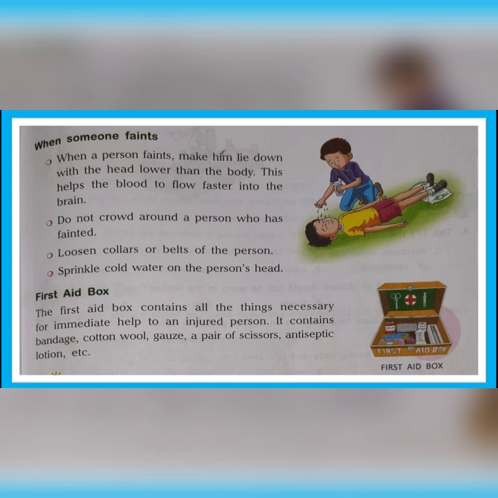Next, let us know about the first aid box. What is a first aid box? A box that contains all the necessary things for the immediate help to be given to an injured person. It contains bandage, cotton wool, gauze, a pair of scissors, antiseptic lotion, etc., as shown in this picture. So these are the main points of chapter number 5.